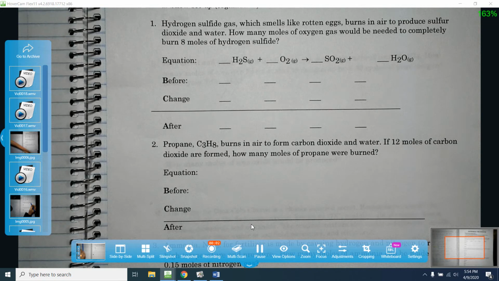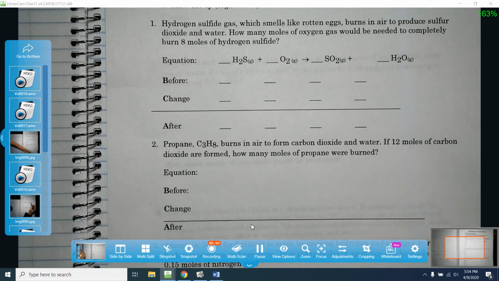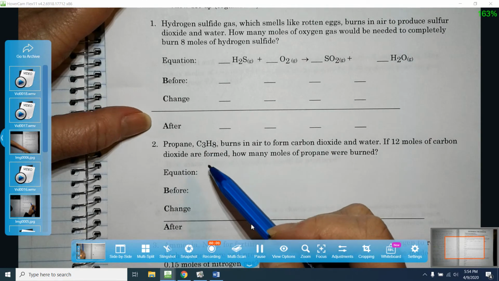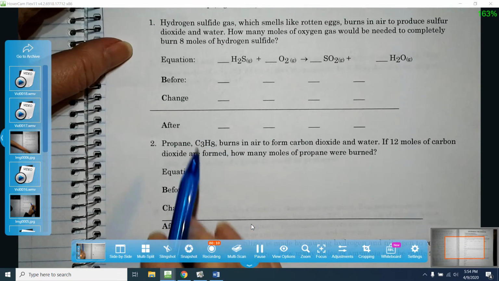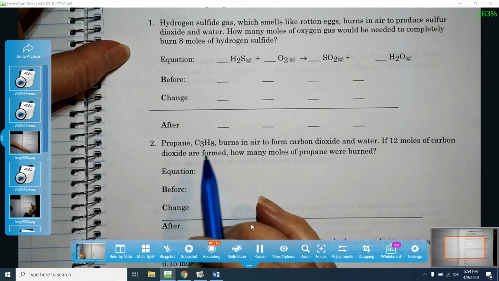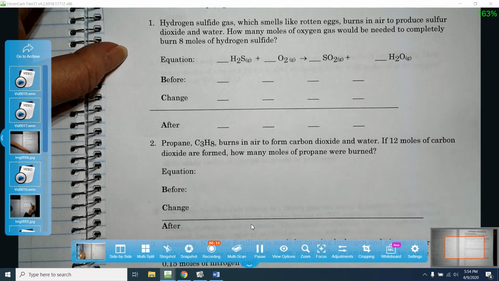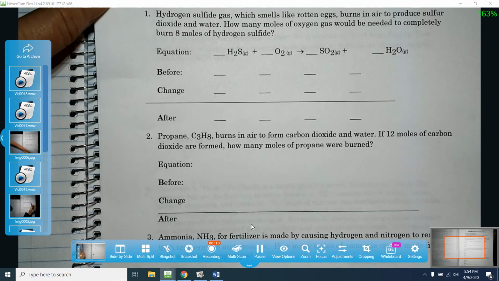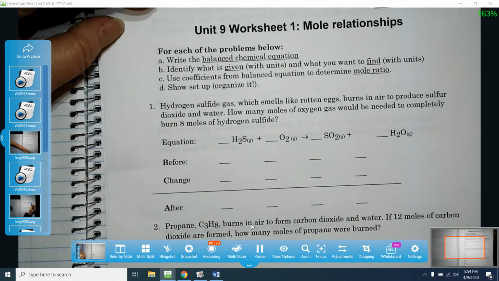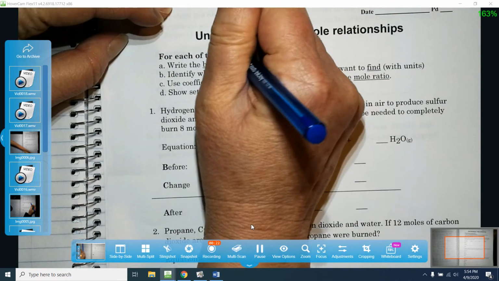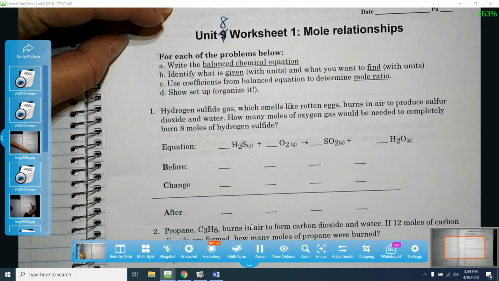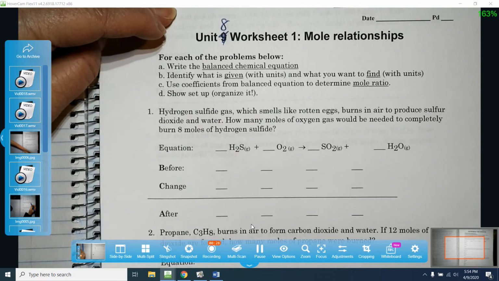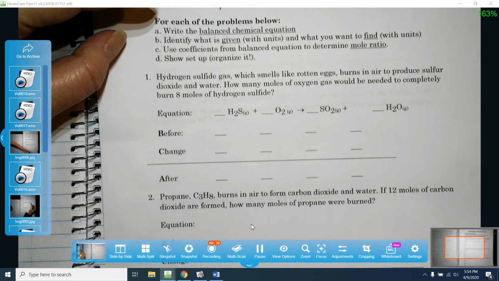Hi guys. So this video is to show you how to get the formula from the description because it wasn't given on the worksheet. So I'm going to go ahead and give it to you here, but I'm also going to show you how I got it. This is for Unit 8 on your paper. This is the first homework worksheet for stoichiometry.